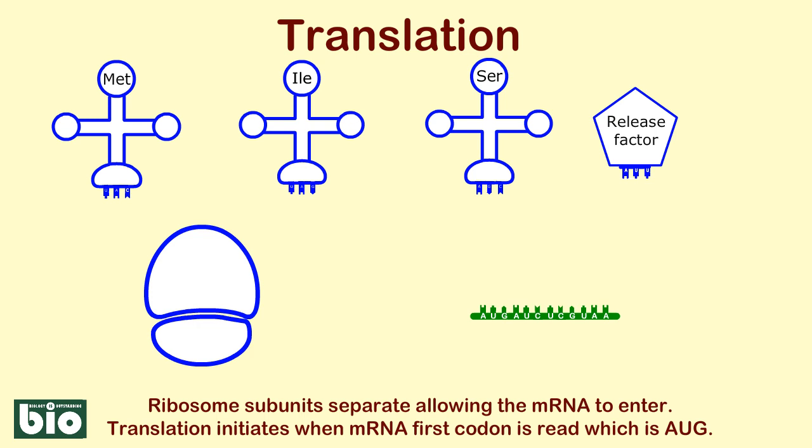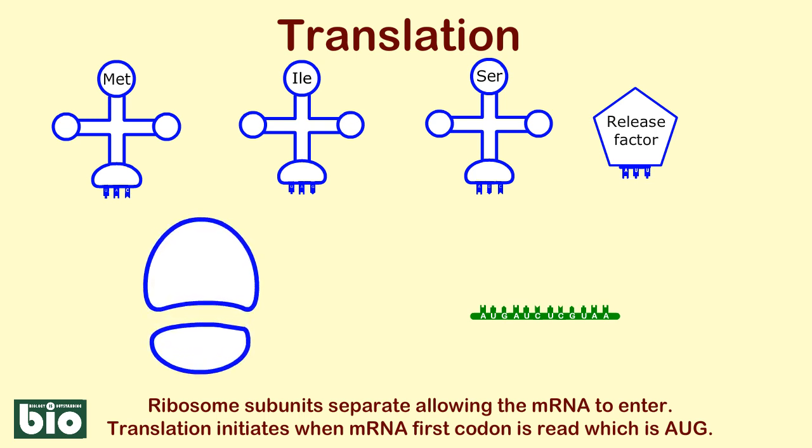Translation is started when ribosome detects the start codon of the mRNA, which is usually AUG. Then the two subunits of ribosome get separated. mRNA enters the ribosome and gets locked between the two subunits.